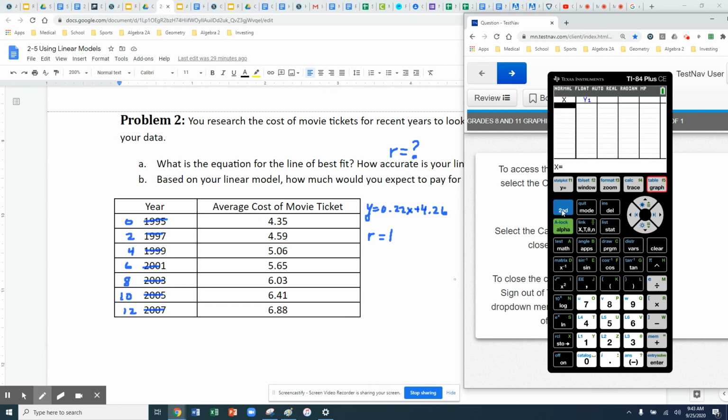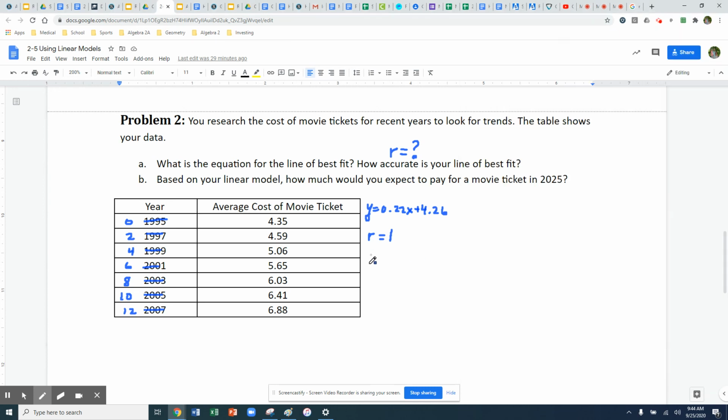Now you'll notice your table is blank. And to get to the table, I hit second graph. Our table is blank. We want to figure out in 2025 what is the price of a movie ticket. So 2025 would be an X value of 30, because that's 30 years after 1995. So I'm going to type in 30, hit enter, and it's going to give me my price for my movie ticket, which is right there. So about $10.80 is what I would expect to pay in 2025. So there would be my result for all of my answers. I get an equation of 22 cents times x plus $4.26. R value is 1, and then the price of a movie ticket in 2025 would be about $10.80.